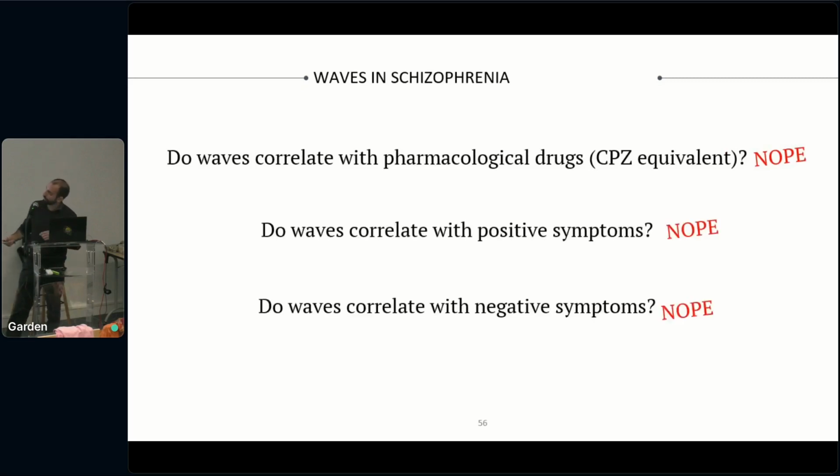And we also correlated that with their quantification via questionnaire of their positive and negative symptoms, the two symptom types that characterize schizophrenia. And again, we didn't find any correlation between waves and the positive and negative symptoms, which is kind of disappointing. Somehow I was hoping for having a diagnostic marker, but actually no, I was hoping too much.